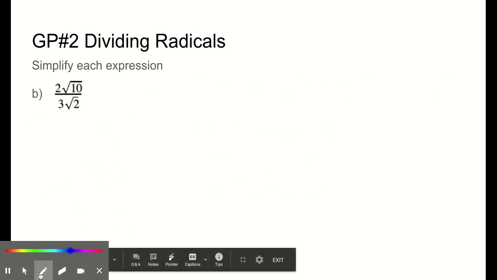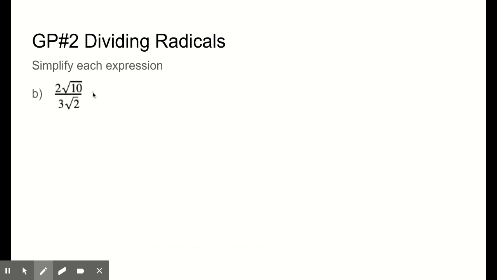So we have 2 times the square root of 10 divided by 3 times the square root of 2. So I'm going to go ahead and separate the outside numbers with outside numbers and inside numbers with inside numbers. Because we have the square root of 10 and the square root of 2, we can put them under the same radical and simplify if possible. So 10 divided by 2 can be simplified because 10 divided by 2 gives us 5. So we have 2 over 3 times the square root of 5.